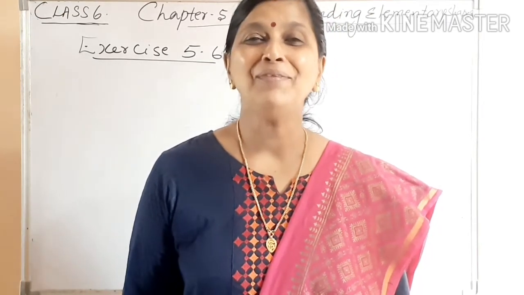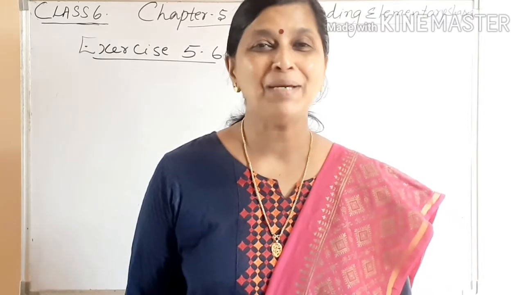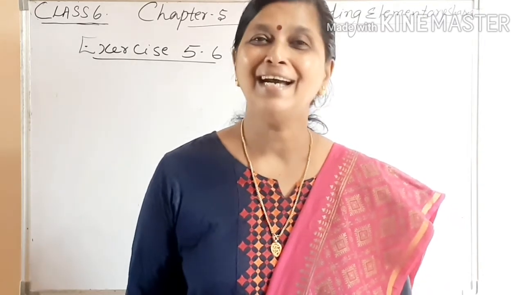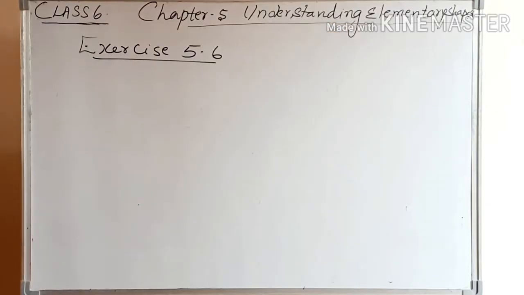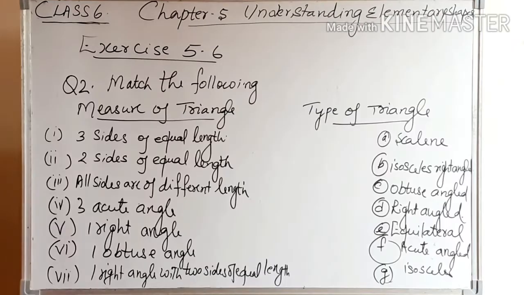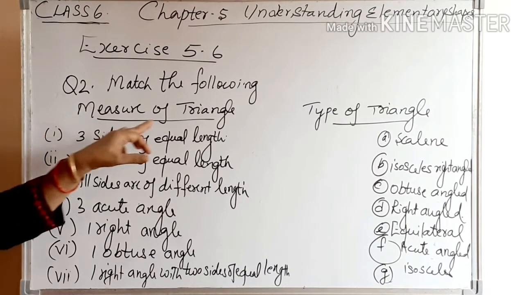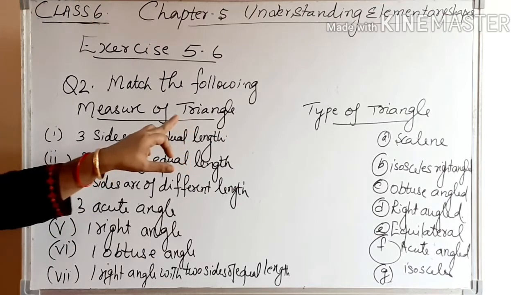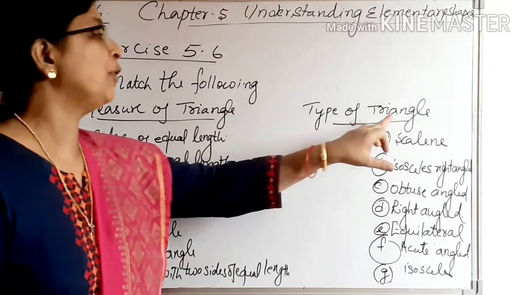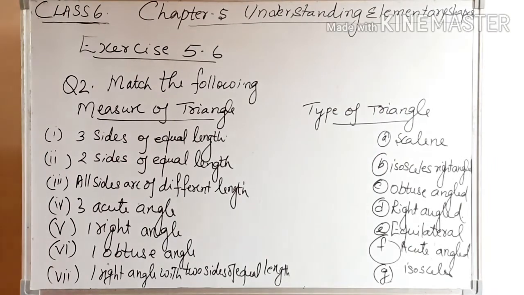In this video we are going to continue the exercise 5.6. Let us start. In the previous video we have done question number 1. Today we are going to start with question number 2. Question number 2, match the following. Measure of the triangle is given. We have to find which type of triangle is this.